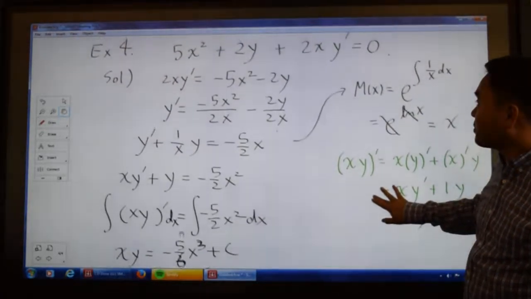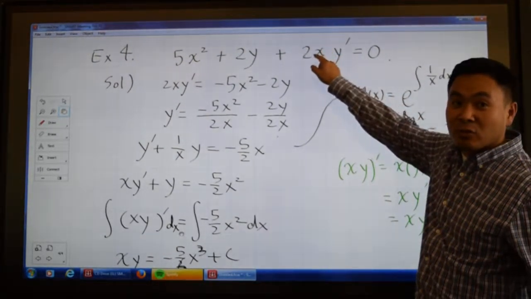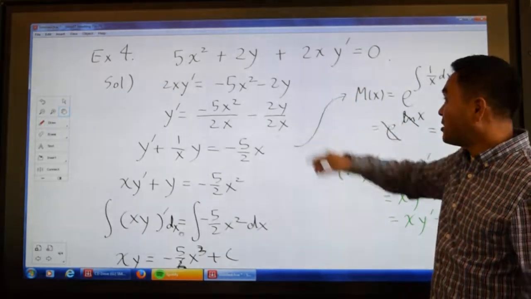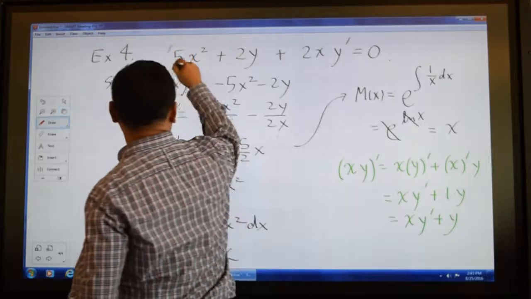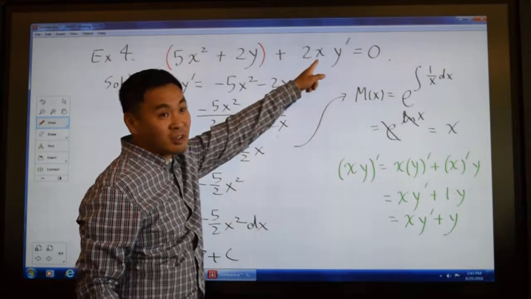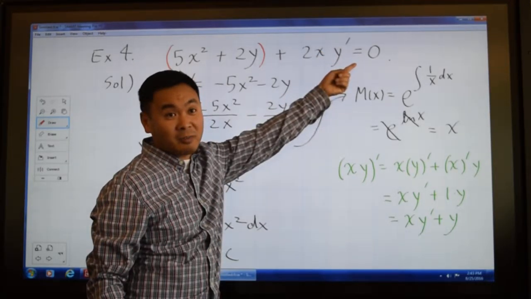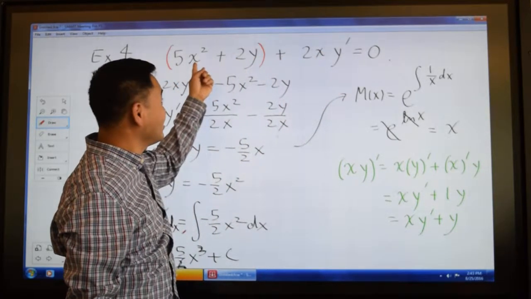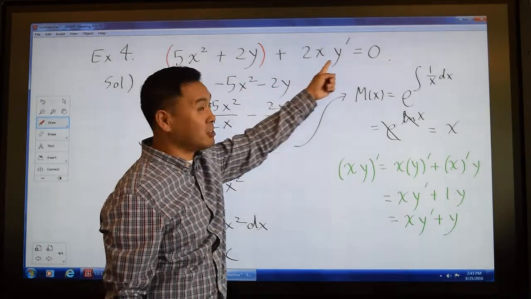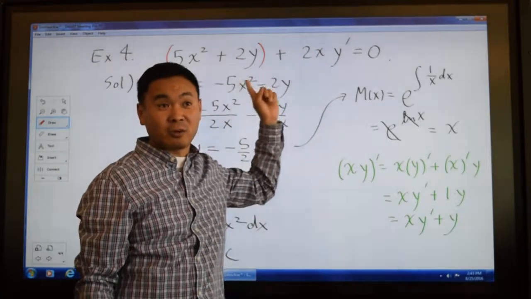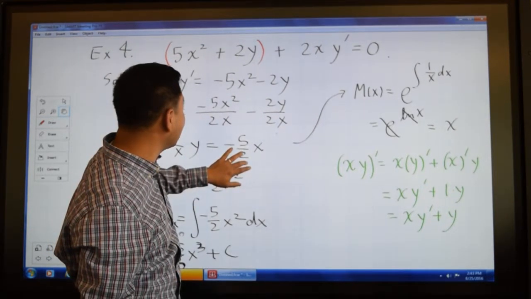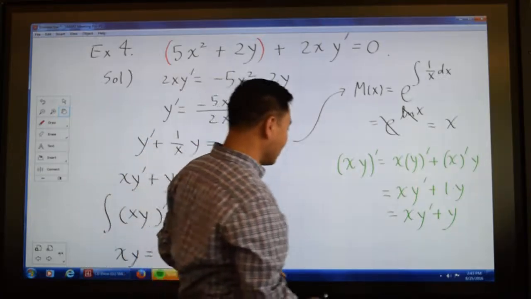But I actually made this so that you can solve this using exactness. See, if you look at this as f of x, and you think of this as f of y, y prime, then it is actually exact. Differentiate this by y, you get 2. Differentiate this by x, you get 2. So they are equal, right? So you can solve the same thing by using exactness. Let's try that.